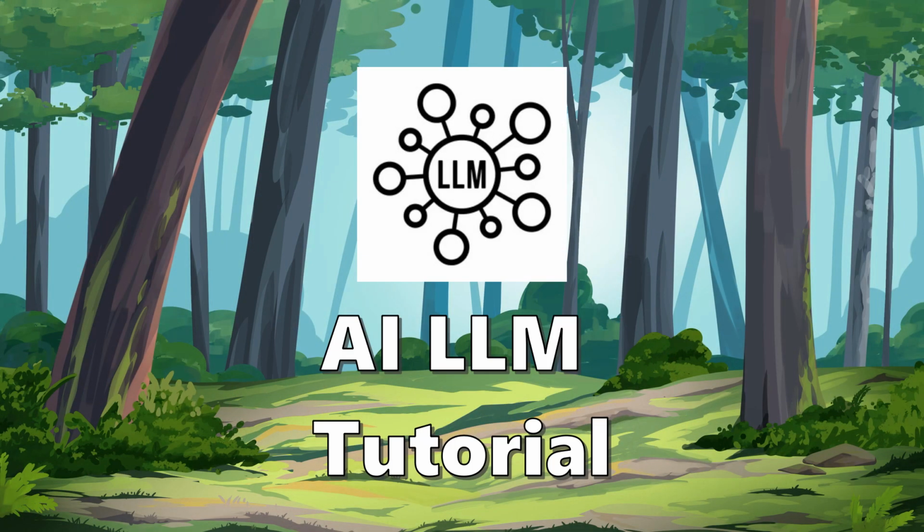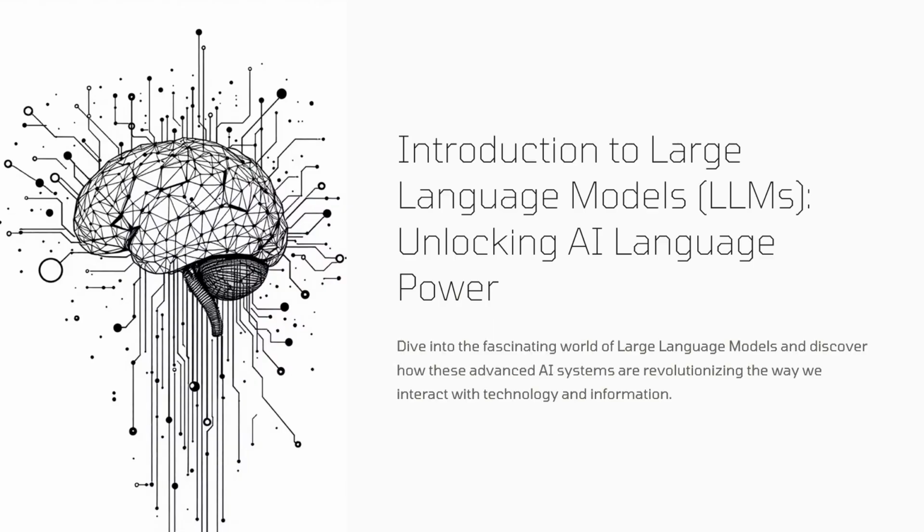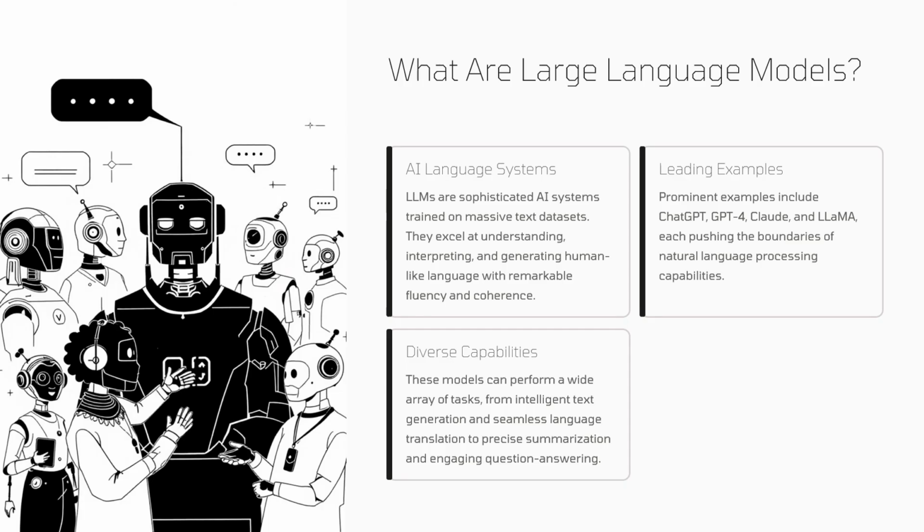Introduction to Large Language Models, or LLMs: Unlocking AI Language Power. So let's dive right into it. So what are large language models? LLMs are sophisticated AI systems trained on massive text databases. Leading examples: prominent examples include ChatGPT, GPT-4, Claude, and Llama, each pushing the boundaries of natural language processing capabilities. Diverse capabilities: these models can perform a wide array of tasks, from intelligent text generation and seamless language translation to precise summarization and engaging question answering.